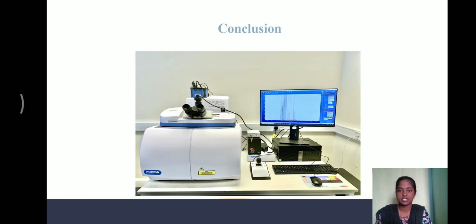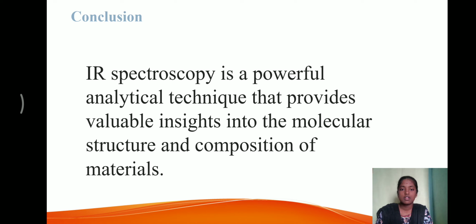Next, coming to the conclusion. IR spectroscopy is a powerful analytical technique that provides valuable insights into the molecular structure and composition of materials. And I also want to add some top points to this. Infrared spectroscopy is an important analytical technique for determining the structure of both inorganic and organic compounds. It is also known as vibrational spectroscopy. IR spectroscopy lies between the wavelength range of 0.7 to 400.